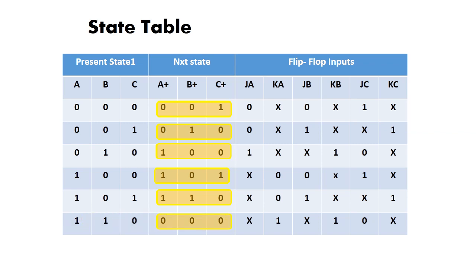Our first process in the design is to construct the state table, which consists of the present state, next state, and the flip-flop inputs. In this example, we can see the present state and the next state. For 0,0,0, the next state is 0,0,1. For 0,0,1, the next state is 0,1,0, and so on.